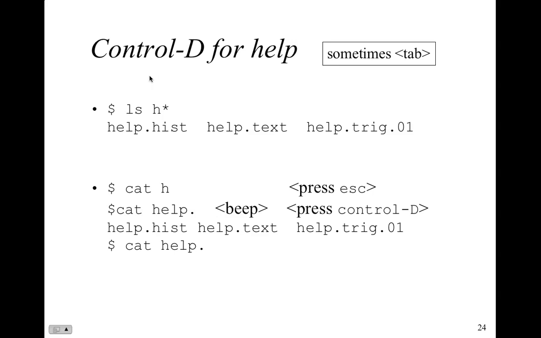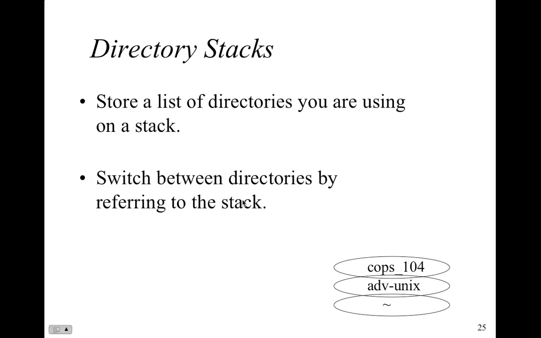So going back to Windows, Control D for help. Sometimes it's the tab key actually that gives you the help feature. Depends on the way the environment is configured. ls h* is going to show you the help files, the help text, help trig 01, help history. cat h, it's going to essentially give you out the cat help, so the beep. So anyway, getting to help is just a Control D away or a command away, depending upon how it's configured.